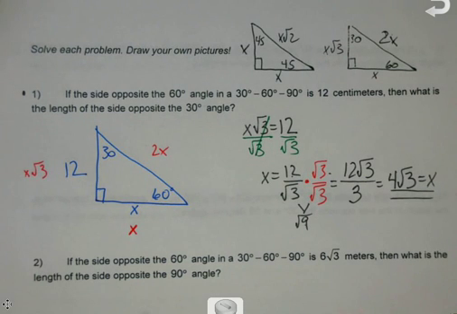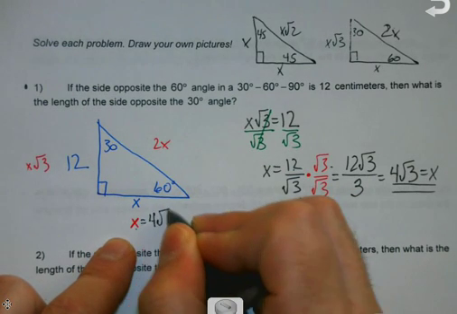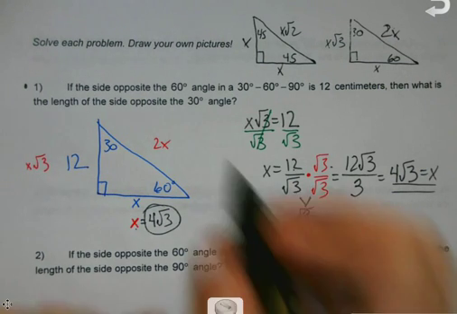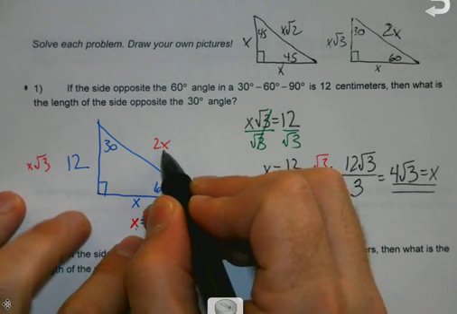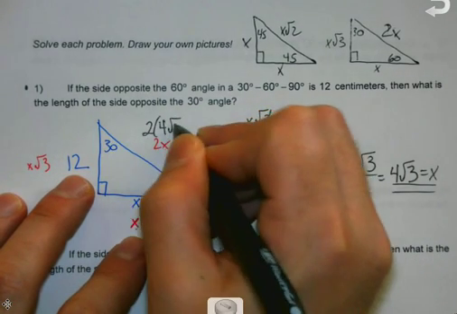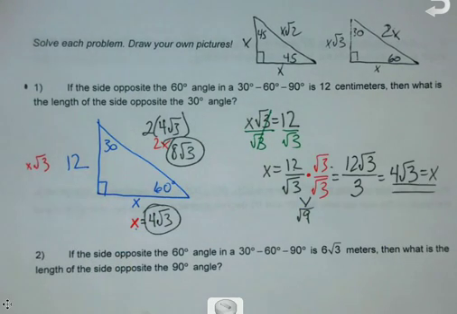Now what does that mean to me? That means to me, everywhere I go around, this is 4 square root of 3. Okay, there's the answer I wanted, but I'm going to do the rest of them just to make sure. Here, if I wanted the hypotenuse, I'd take the 2 and I'd multiply it by 4 square root of 3, which would be 8 square root of 3. And I get my answers that way.